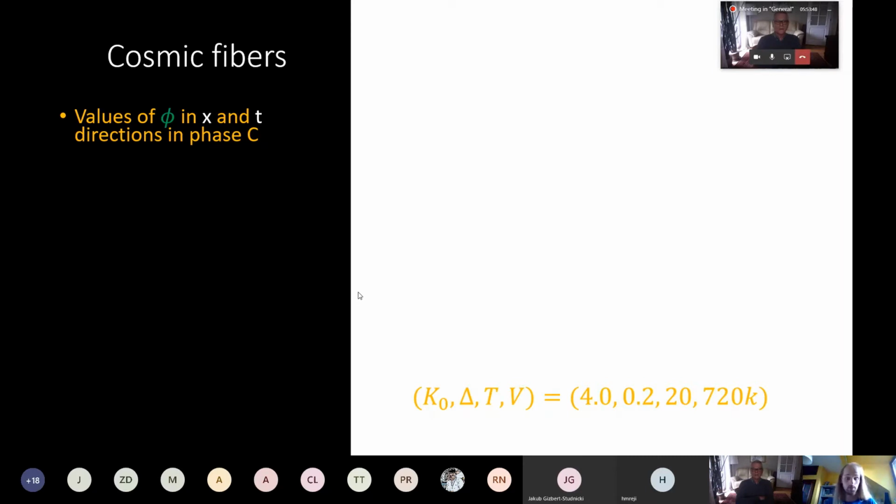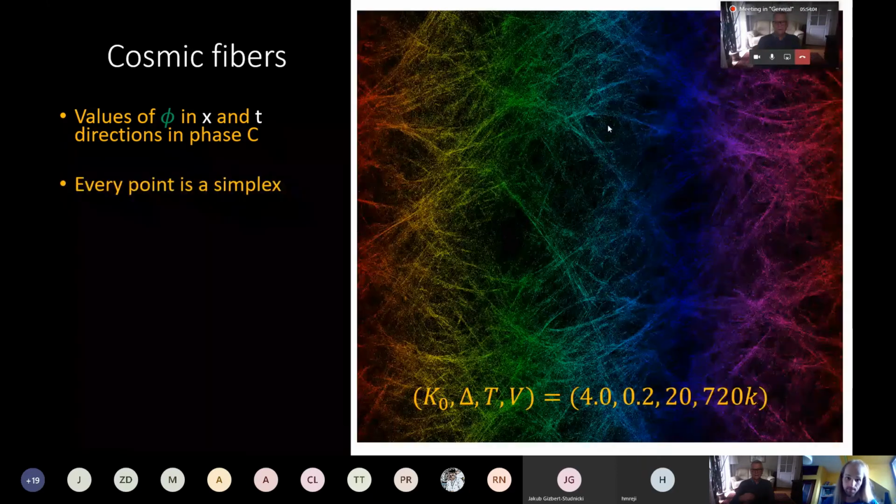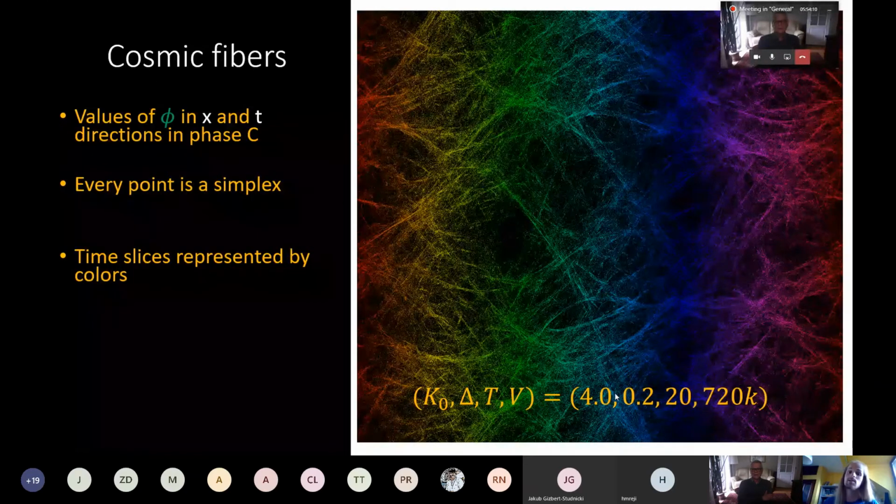We will get such a structure. Well, the structure shows some voids and some fiber structures. So this is why we call it cosmic fibers, because it resembles the cosmic structure that we see. Every point on this plot is a simplex. And the time slices are represented by colors, as we have 20 time slices. This picture represents the structure and the field distribution inside the de Sitter phase.